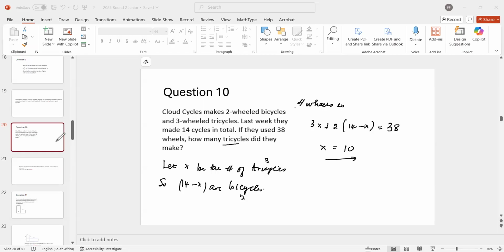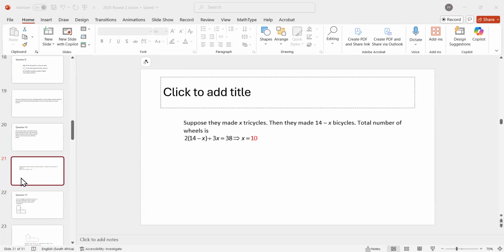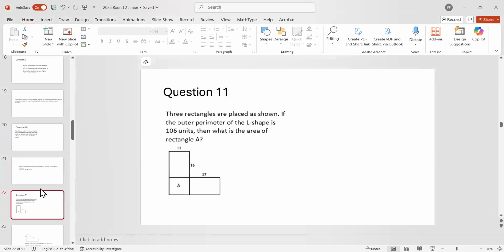Okay, so x was chosen to be the number of tricycles. So let's just check this to see whether this is indeed the answer that I have advertised. Yes, it is true. The answer is 10. All right, so let's get on to the next problem, which is question 11.